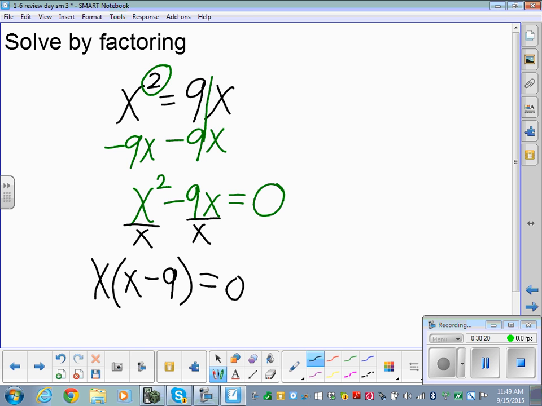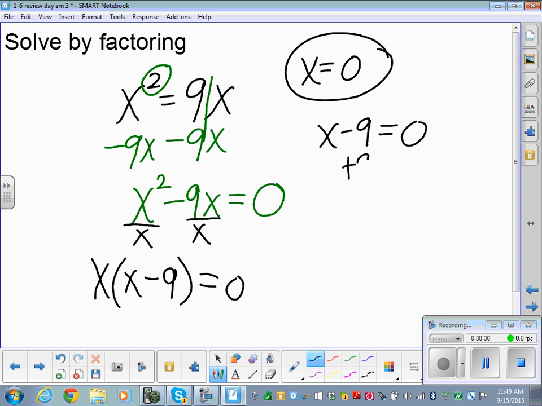Now look, these are our linear factors. These are linear. They're both degree 1. So now that we have our linear factors and we have it set equal to 0, we can split them apart and set each of them equal to 0. So we'll set x equal to 0, x minus 9 equal to 0, and solve for x in each case. X is equal to 0 is already done. Got to do a little bit more work on this one. Add 9 to both sides, so x is equal to positive 9. Okay, so we found our 2 solutions, and we knew it had 2 because of the square.